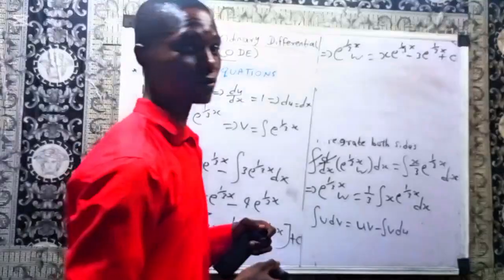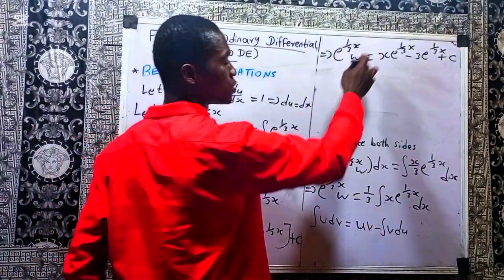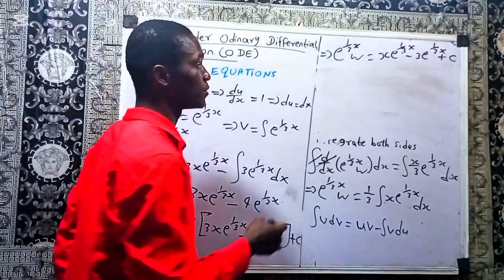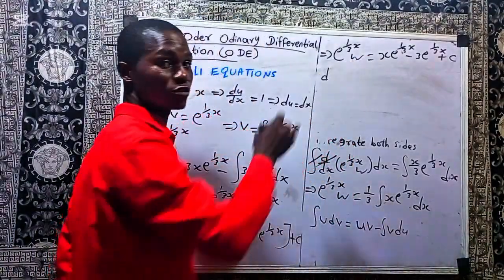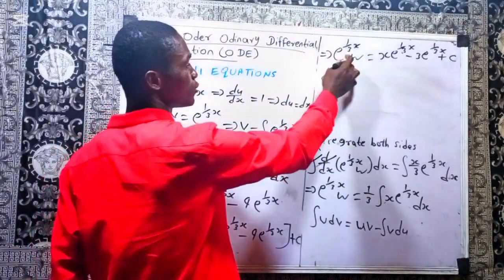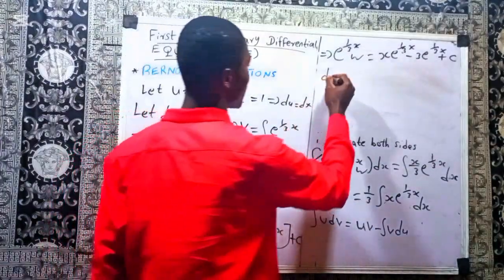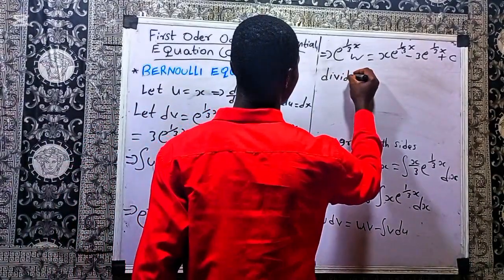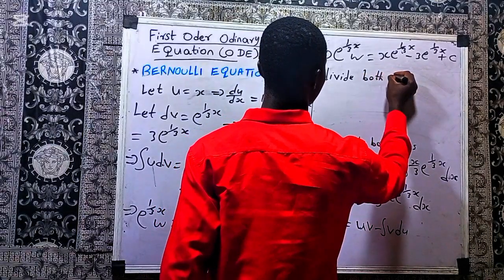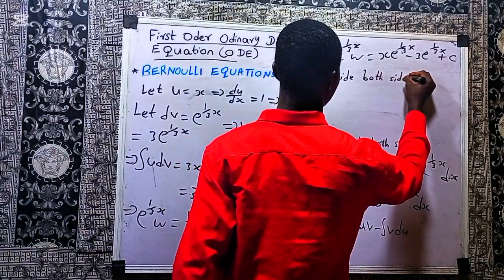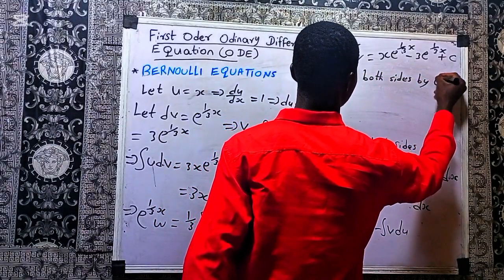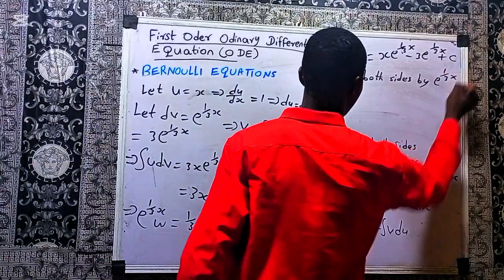So what do you do now? You make your W the solution of the formula, right? So how do you make W the solution of the formula? You divide both sides by the coefficient of W. The coefficient of W is exponential 1 over 3x. So divide both sides by exponential 1 over 3x.